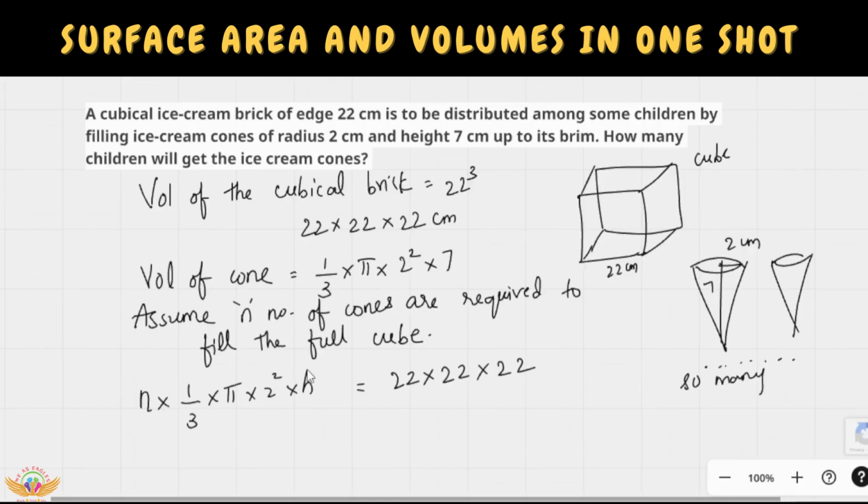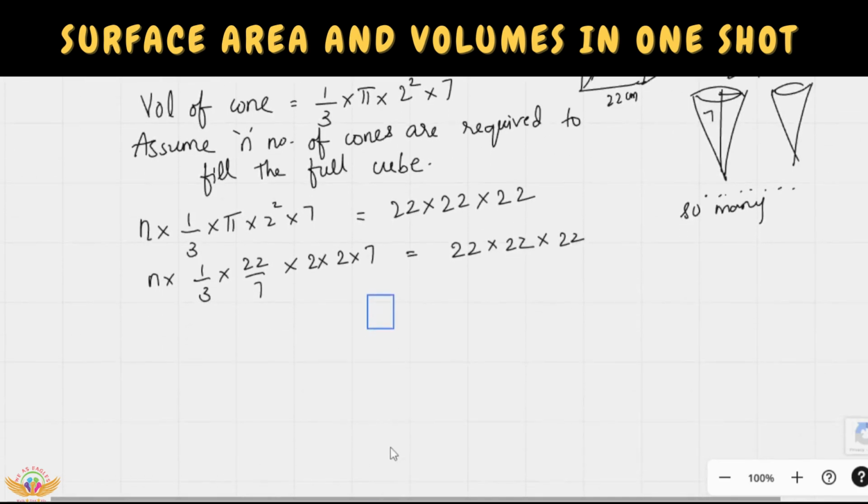So now we have to solve this question. Sorry, I didn't write the height here. Height is 7 centimeters, right? Yeah, that is 7. Done. So now let us solve this. So n into 1 by 3 into 22 by 7, into 2 into 2 into 7, is equal to 22 into 22 into 22. Elaborate while calculating, as in surface areas: elaborate everything, expand everything and start cancelling it.